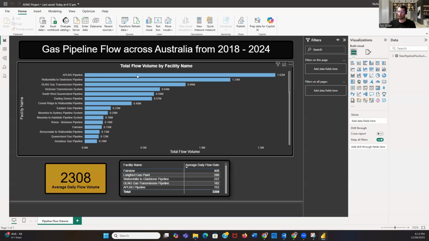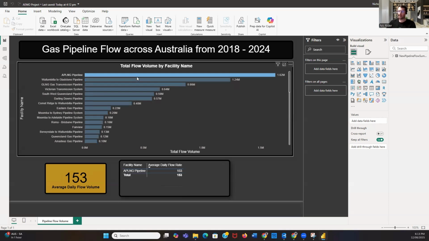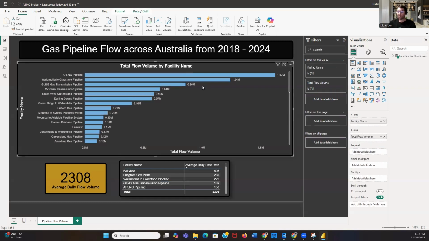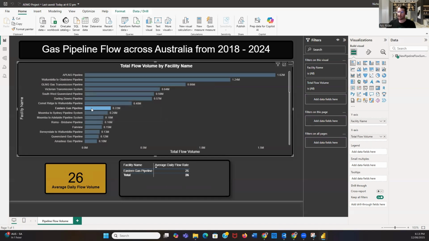Okay, so if we have a look here at APLNG, they produce the most, but their average daily flow rate was lower than some of the other players, such as these guys here, for example. So some produced more than others, but some had a higher average daily flow rate there. Okay, so that's just something that we can look into there. Eastern Gas pipeline 26, quite low in terms of flow rate, but the overall was quite up.